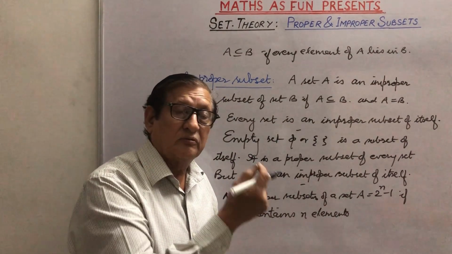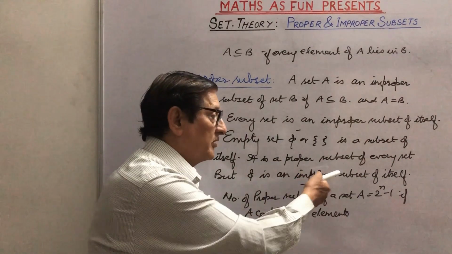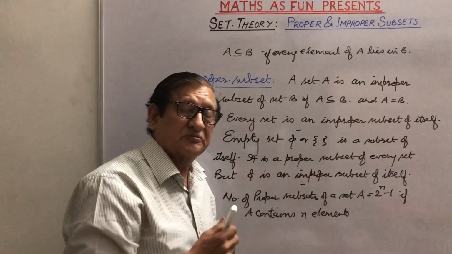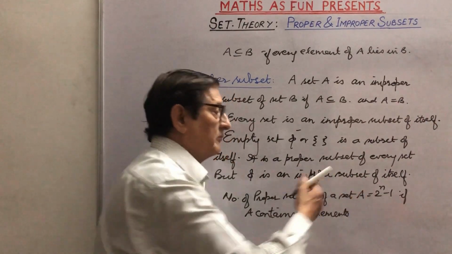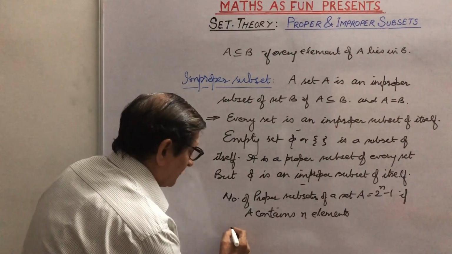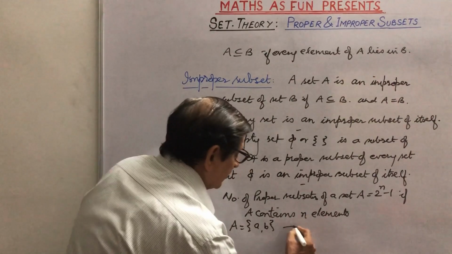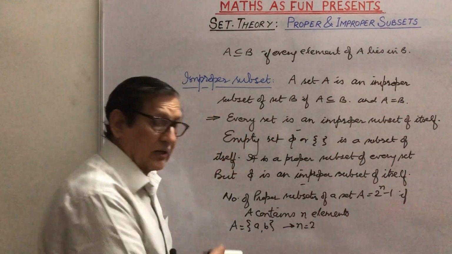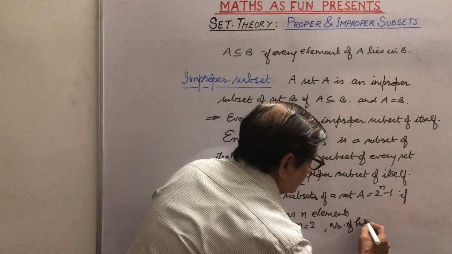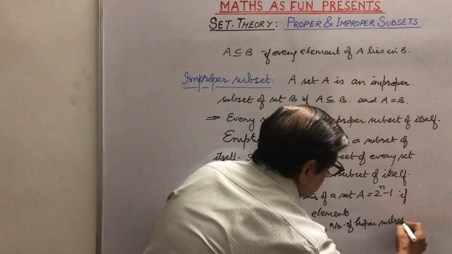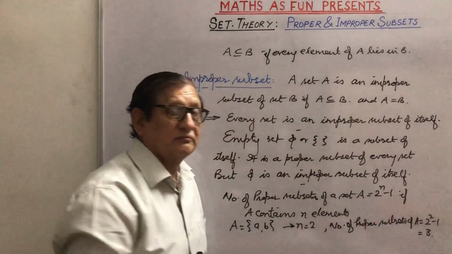We know that the total number of subsets of a set containing n elements is given by 2 to the power n. But one of them is an improper subset. It means the number of proper subsets will be given by 2 to the power n minus 1. For example, suppose we have a set A having the elements a, b. Here we find n is 2. There are two elements. And hence we can say the number of proper subsets of A will be 2 to the power 2 minus 1, that is 3.